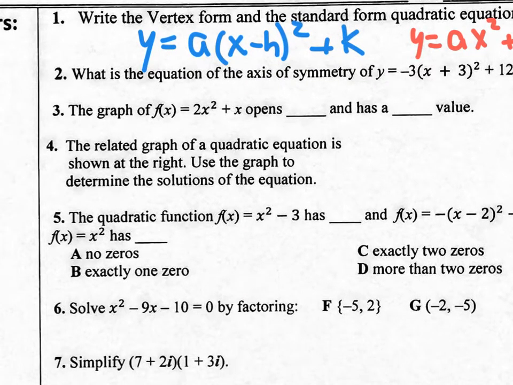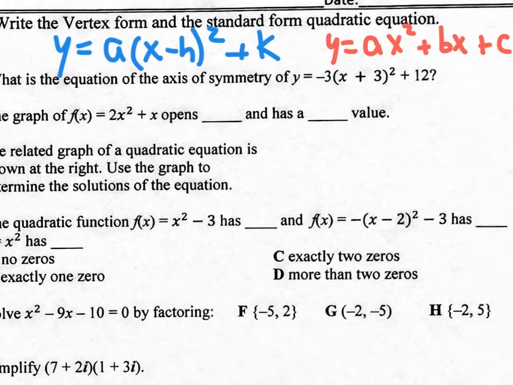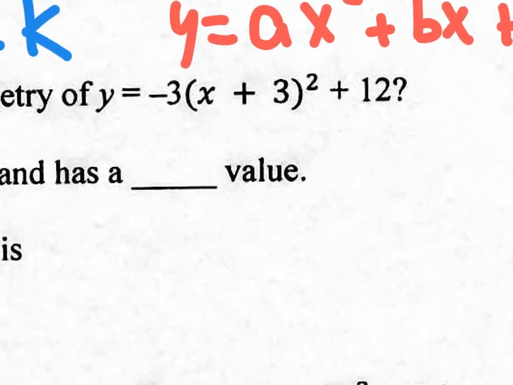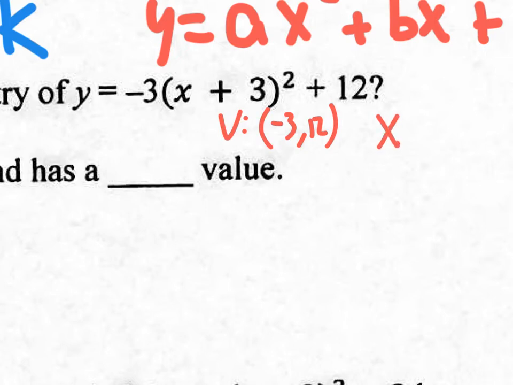Moving on to question number two. What is the equation of the axis of symmetry of this equation right here? Well, this equation is in vertex form. So you could see that the vertex is really -3, 12. And we know that the axis of symmetry is simply going to be that vertical line that goes right through the vertex. So it must be x equals the x value of your vertex. Once again, the axis of symmetry is x equals the x value of your vertex.